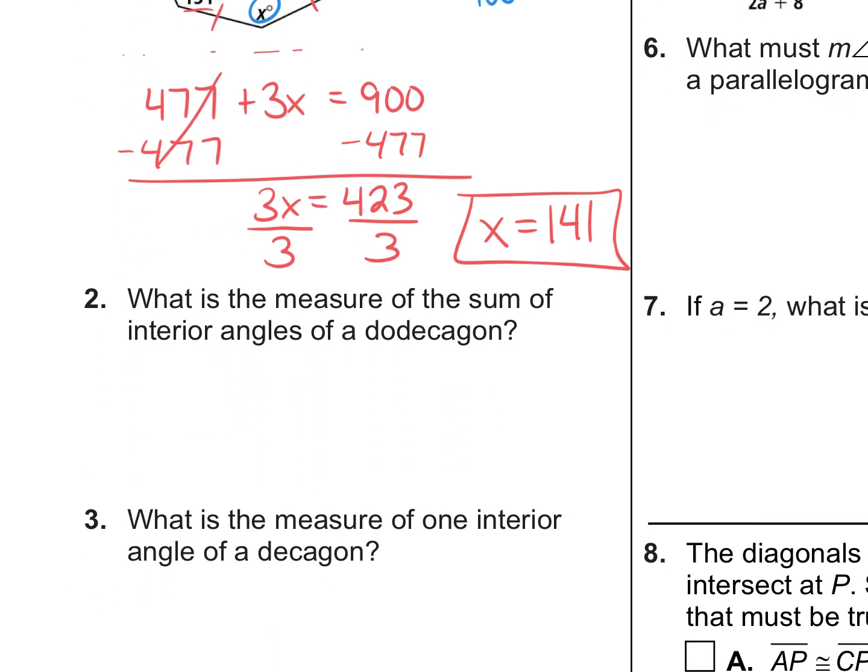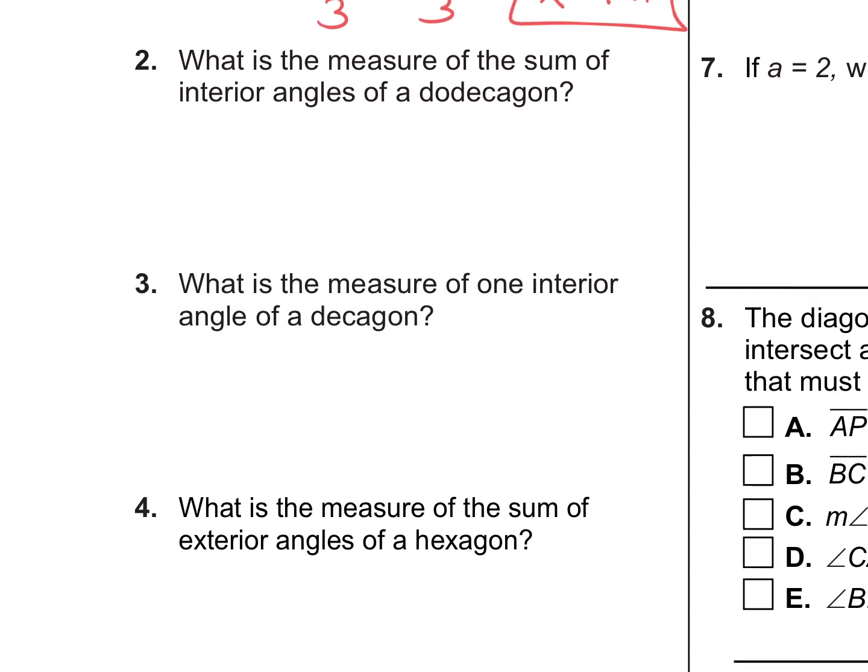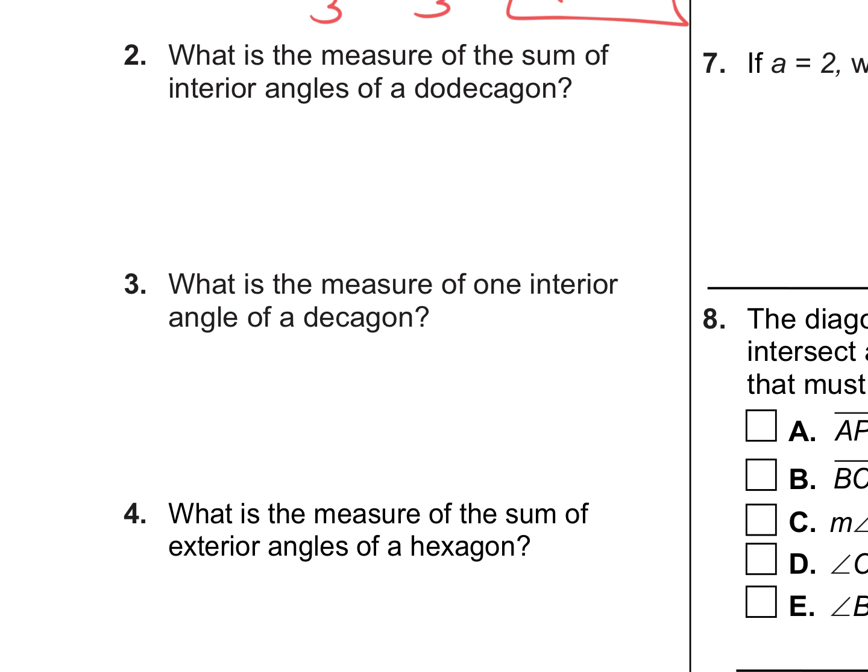2 through 5 is all about interior and exterior angles. So there are some formulas here and there are some things that you just need to know. So number 2, what is the measure of the sum of interior angles? It wants to know the sum of interior angles. What's the formula for that one? N minus 2 times 180. How do I know what n is? Number of sides. How do I get that from here?